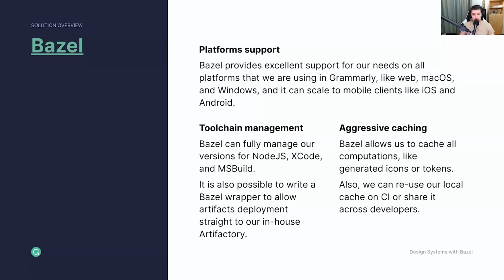Also, it abstracts the toolchain management. So Bazel can fully manage our versions for Xcode, Node.js, and MS-Build. And also, it provides aggressive caching, where Bazel allows us to cache all computations like generated icons, tokens, and reuse our cache on CI and vice versa.